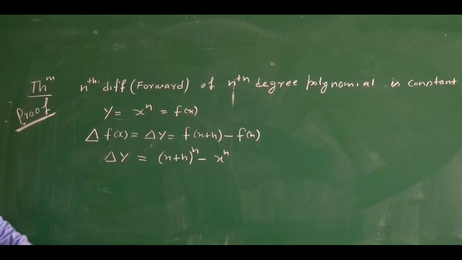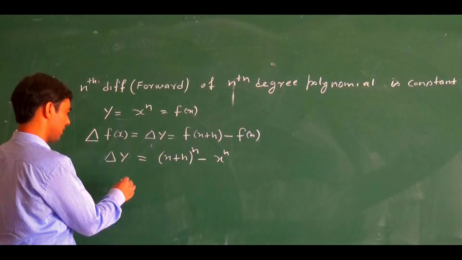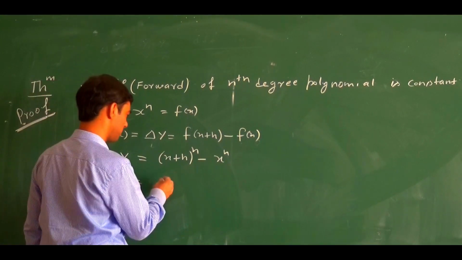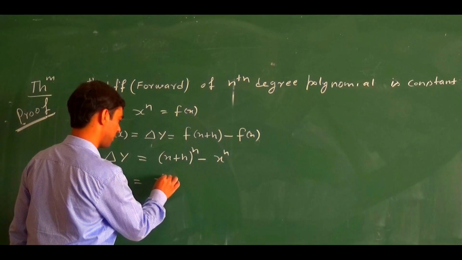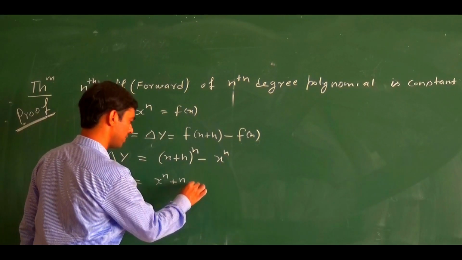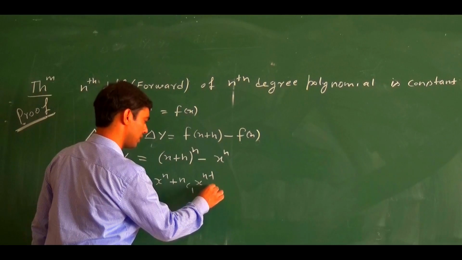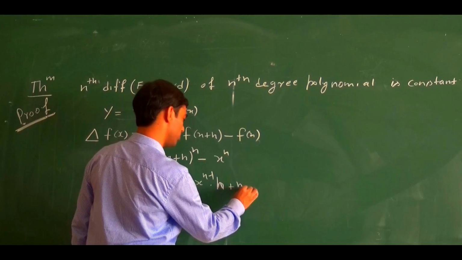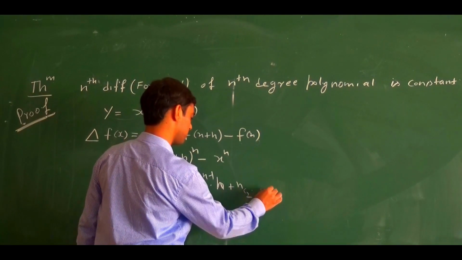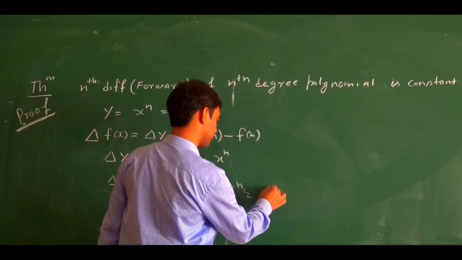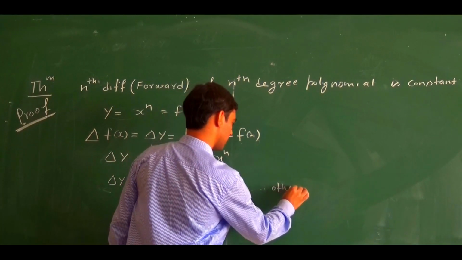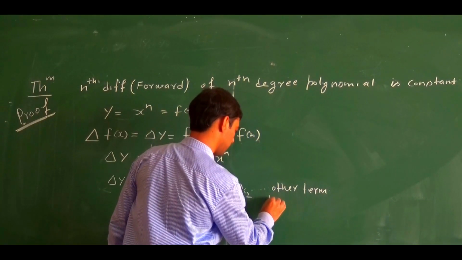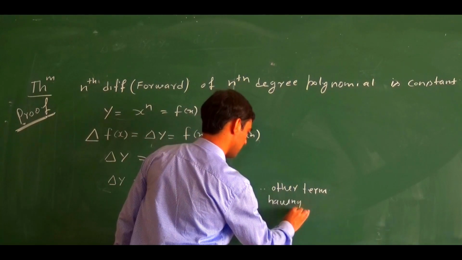So if we expand this binomially, what is the value? Del y becomes x to the power n plus nC1 x to the power n minus 1 into h plus nC2, meaning other terms of lesser power, having less power.